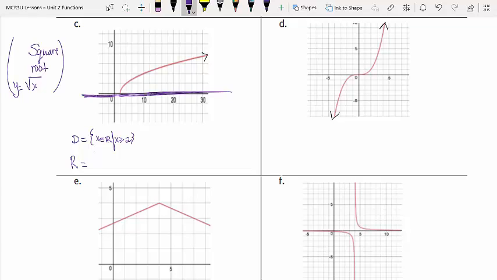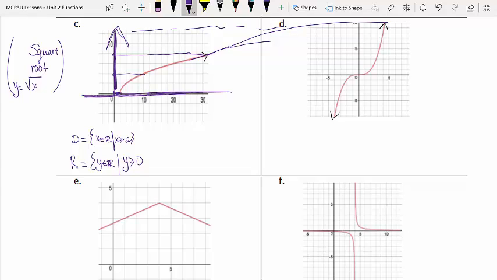So the range here is y is an element of all the real numbers as long as y is greater or equal to 0, it will generate a point on the graph. Because here's 0, it has a point on the graph. Here's y equals 4, it generates a point on the graph. Here's y equals 8, it generates a point on the graph. And as this extends and extends and extends, you'll see that any value that's greater than 0 on the y-axis will generate a point on the graph, so it's part of the range.